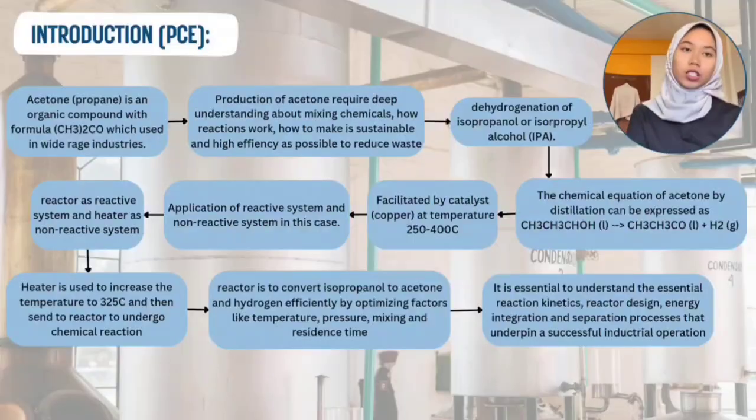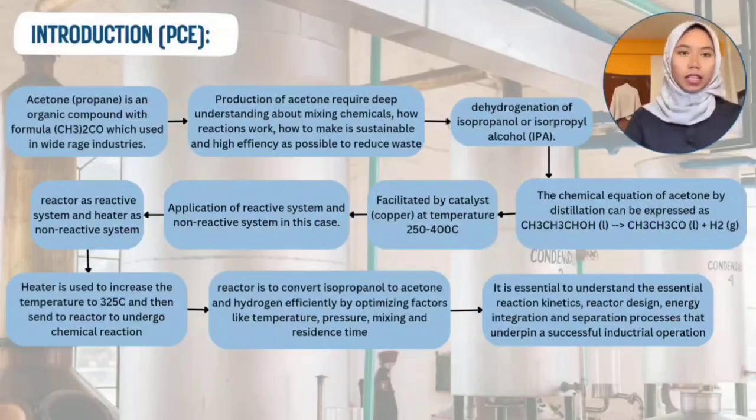Going to explain about production of acetone in terms of principles of chemical engineering. Basically, acetone or propanone is an organic compound which is used in a wide range of industries. And for your information, production of acetone actually requires a lot of understanding in principles of chemical engineering and also fluid mechanics. This is to make a sustainable and high efficiency system.